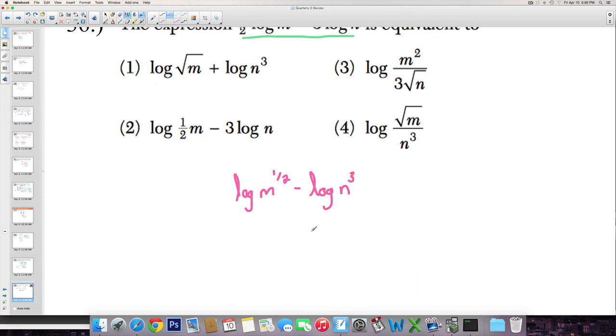Okay. Now we have subtraction, and that will condense to division. So we want to condense to one single log, m to the 1/2 divided by n to the 3rd. So just realize that you probably won't see a fractional exponent. It will be represented as a radical. So really that's the same thing as log radical m divided by n to the 3rd, which is choice 4.